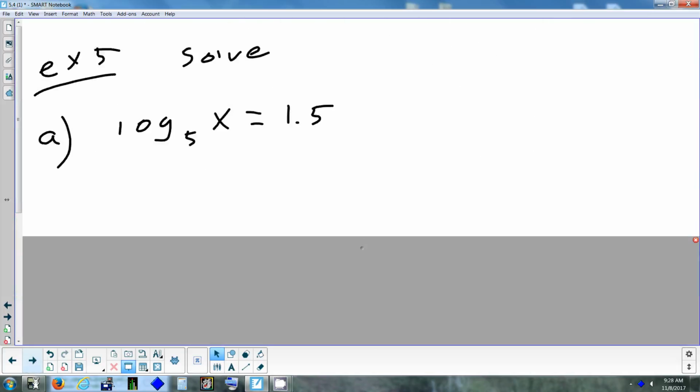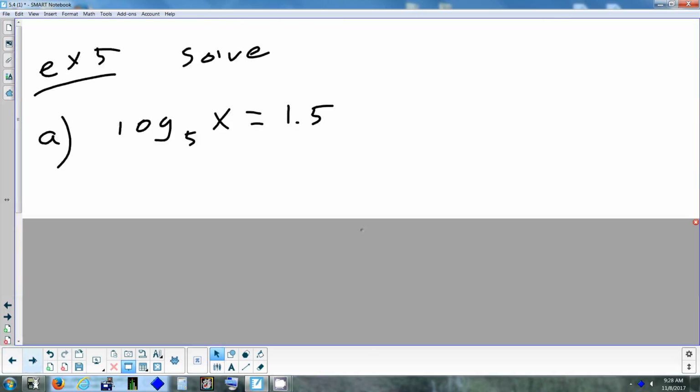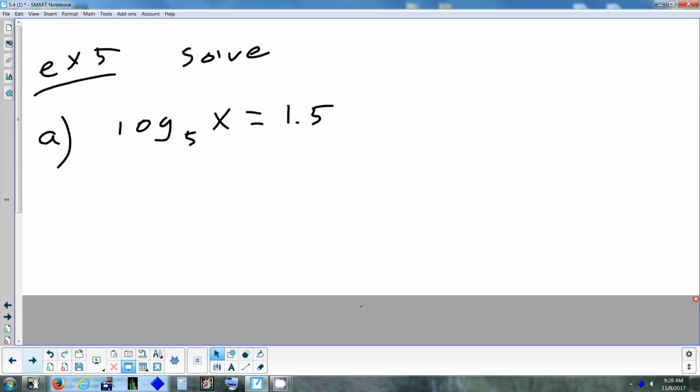All right. Let's try this one. A little different. Last time the variable was on the right side by itself. This time the variable is in the argument. So I put the variable in a different spot. How about Tessa? What could I do to this equation? The only thing we know how to do up to this point. Yeah, let's change it to exponential.